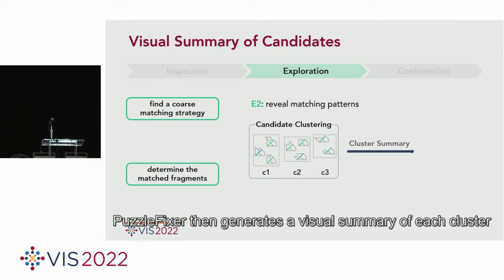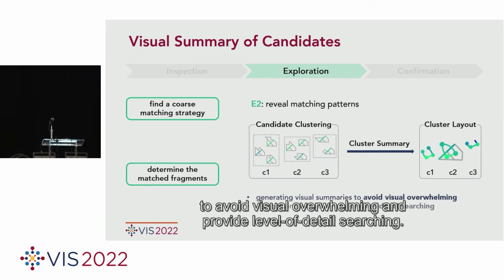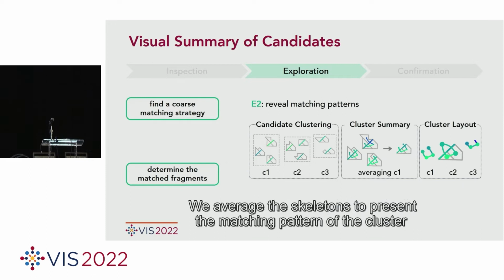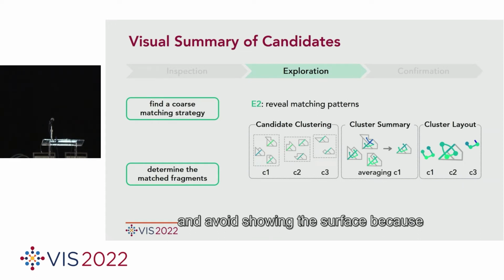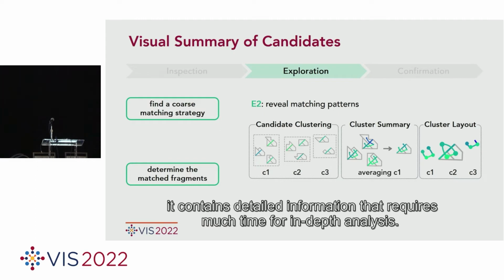PuzzleFixer then generates a visual summary of each cluster to avoid visual overwhelming and provide levels of detailed searching. We average the skeletons to present the matching patterns of the cluster and avoid showing the surface because it contains detailed information that requires much time for in-depth analysis.